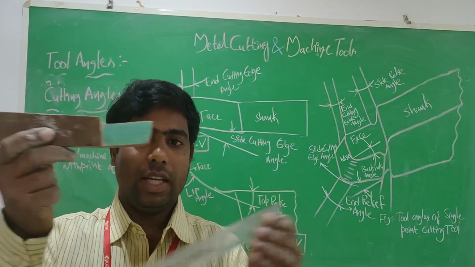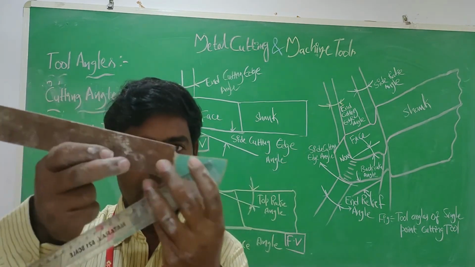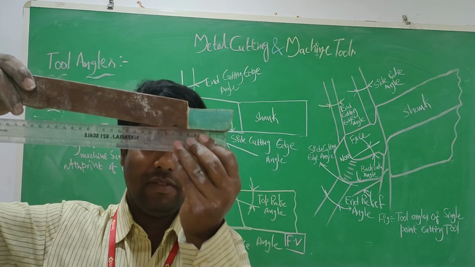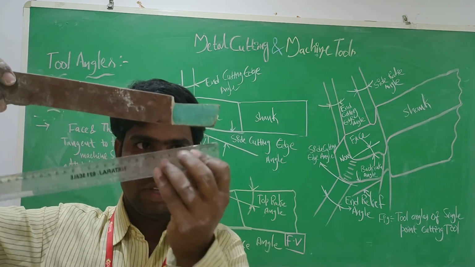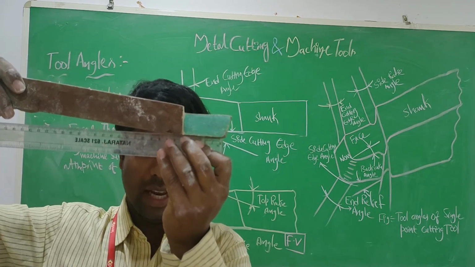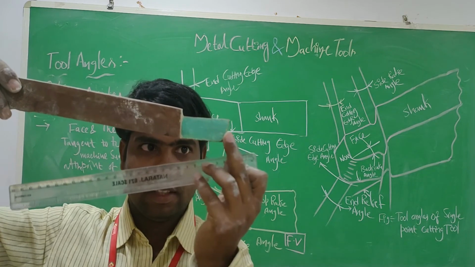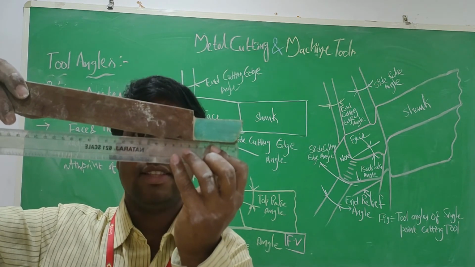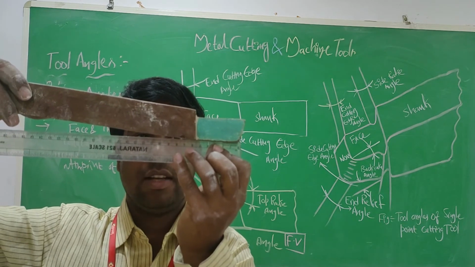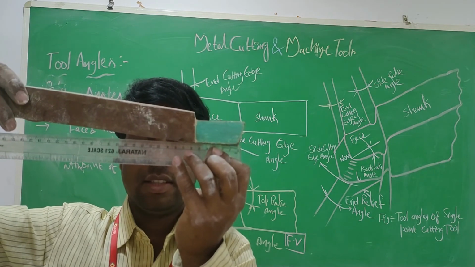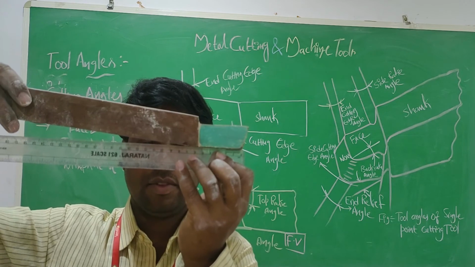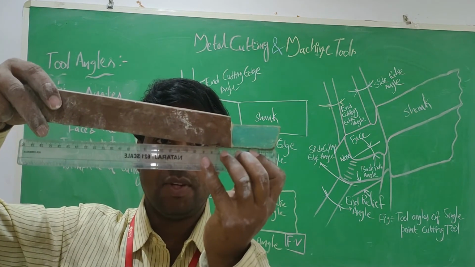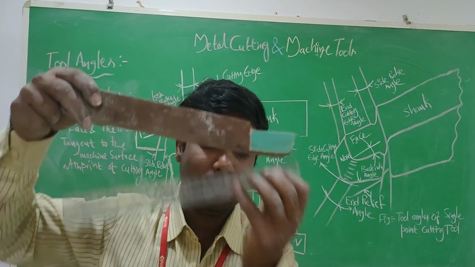Now what is the side cutting edge angle? We will see. The angle between the face of the tool, this is the face of the tool, and the side flank, this is the side flank, is called the side cutting edge angle. Okay, friends, this is the side cutting edge angle. There is a small gap, as you observe. So that is the side cutting edge angle.